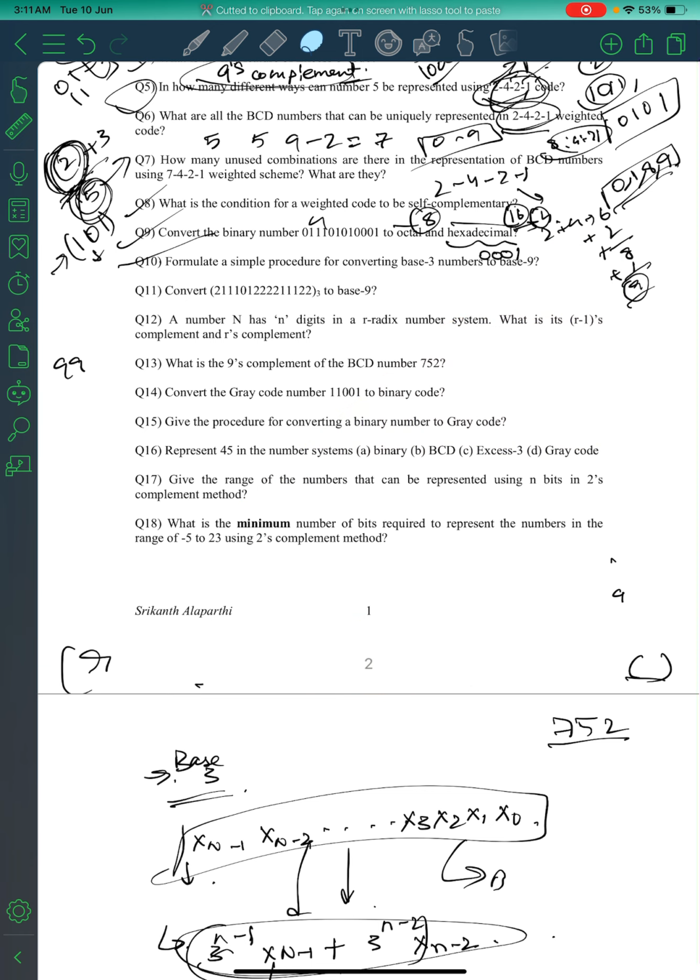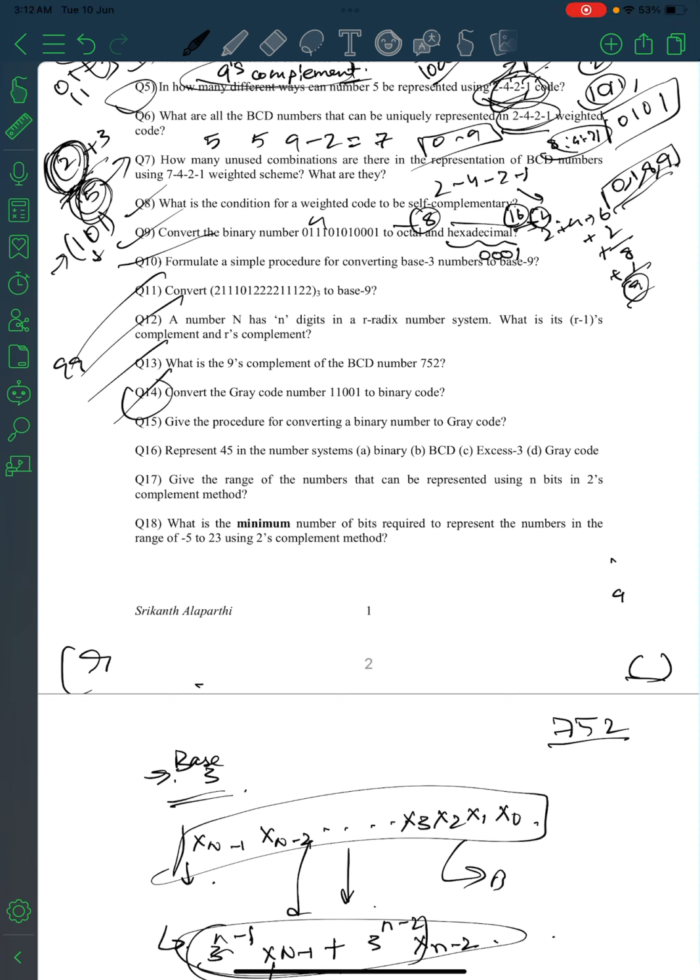So the question: this is completed, this is completed, this is not completed, right? Yeah. So 11001, this is the number. We should convert this to the binary number. What do we do now?